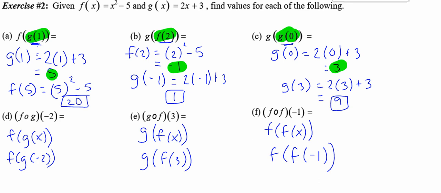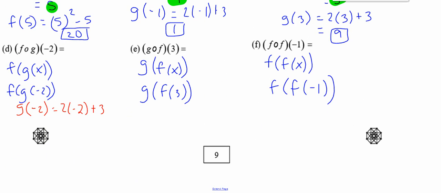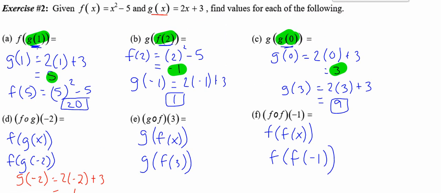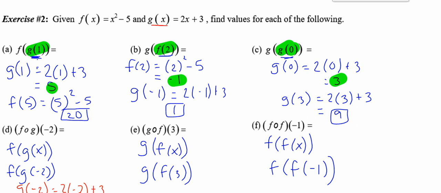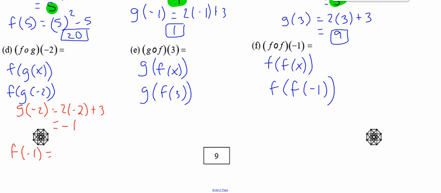I'm going to plug those in. So for g of negative 2, I'm going to use the g of x function and plug negative 2 in. So I get 2 times negative 2 plus 3. Now I have 2 times negative 2 is negative 4, plus 3. That gives me negative 1. Then I have to now find what is f of negative 1. So putting negative 1 into the f of x function, scroll up here and see my f of x function, plugging it in for x. So I have negative 1 squared minus 5. So negative 1 squared gives me positive 1. 1 minus 5 gives me negative 4. And that's my final solution.